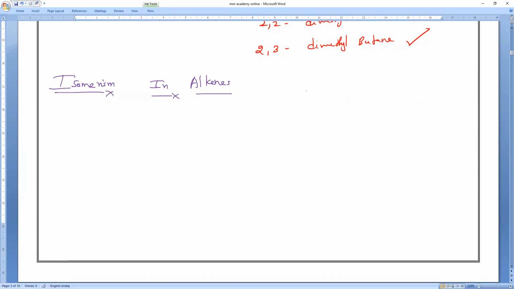Whether it is a single bond, double bond, or triple bond, it doesn't matter. Isomers will start from where? Again, same, n is equal to 1. Number of isomers, how much, everybody? N is equal to 1, number of isomers, anybody?